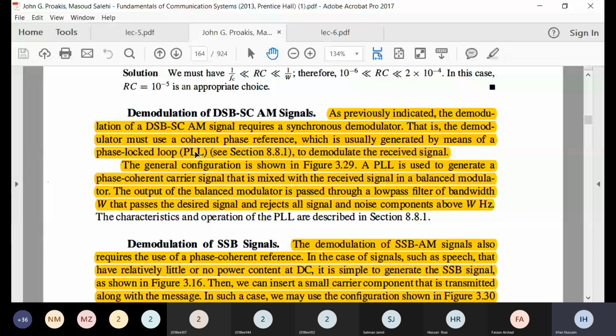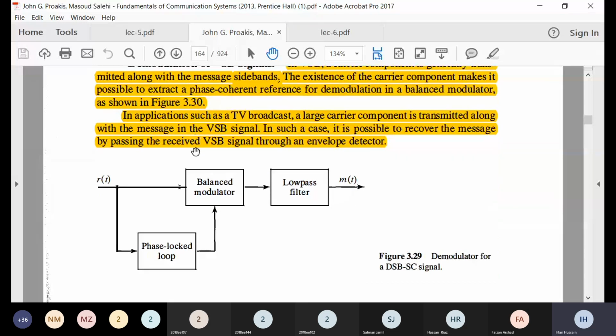So this is shown in figure 3.29 here. Phase lock loop will give you the carrier. Carrier goes into the balance modulator. So you will be having terms of the low power at FC frequency, at the baseband frequency. You will just take those frequencies which are at the baseband, and hence you will get m(t).